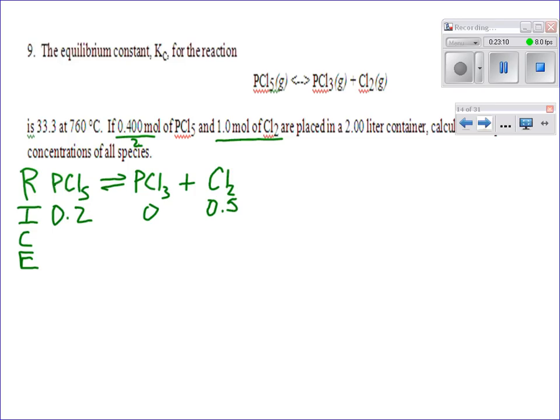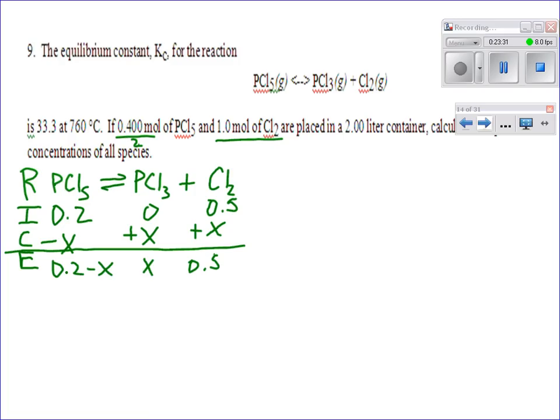And we have nothing of that. We're still going to shift right because you still have to shift toward the 0. You can't make PCl5 without any PCl3. So we've got to shift to the right. So we're going to lose x, gain x, and gain x. So we get 0.2. All this does is make our math uglier, but it's not that bad. Okay? So there we go.